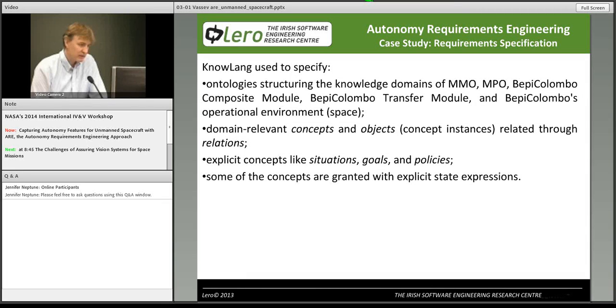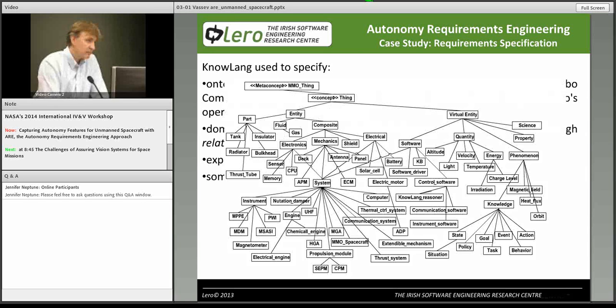That's why we start with domain-relevant concepts and objects when we build this model, which present the dictionary, basically, of the brain. I mean, all these terms here are expressed as concepts. For example, this is the MMO, one of the spacecraft elements, for example. And you can see this is a tree representing the concept model of this spacecraft element here, where we distinguish different entities, like instruments, for example, magnetometer, nutation damper, and so on.